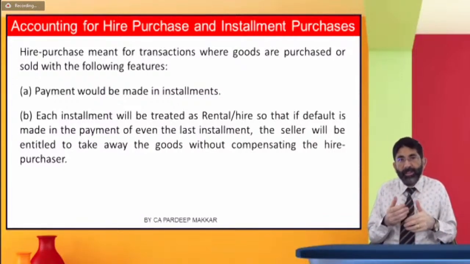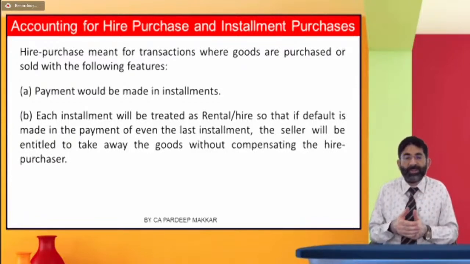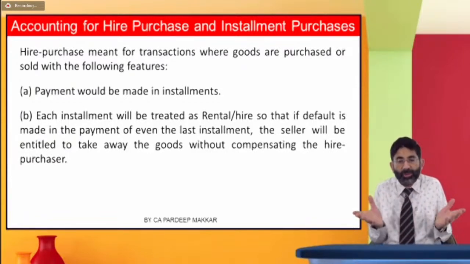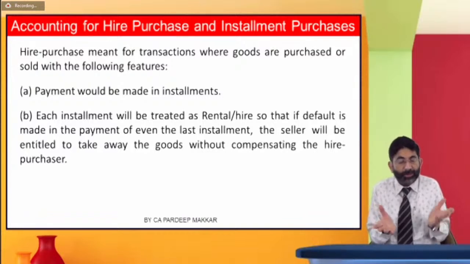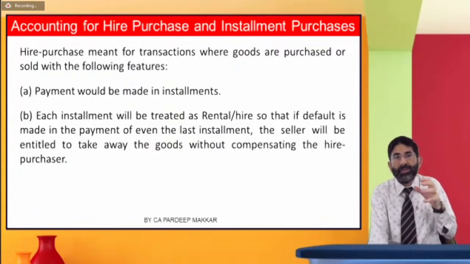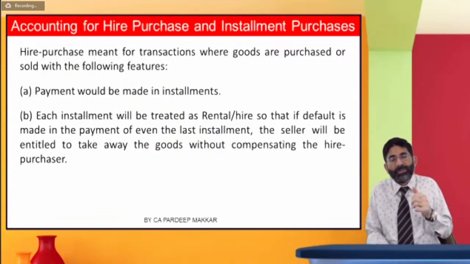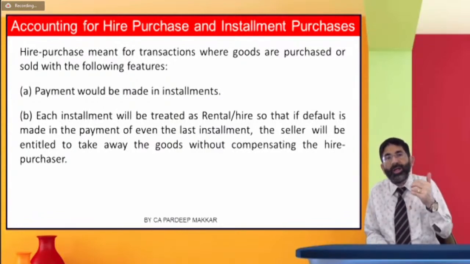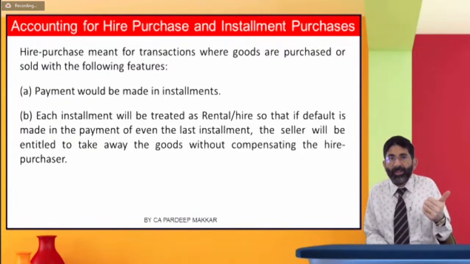In case any default is made, even in the last installment, the seller will be entitled to take away the goods without compensating the hire purchaser. So this type of concept is hire purchase. In hire purchase, both are beneficiaries, because the benefit to the hire vendor is that his goods are sold. If the purchaser does not make the payment, obviously he has the right to take back the goods.